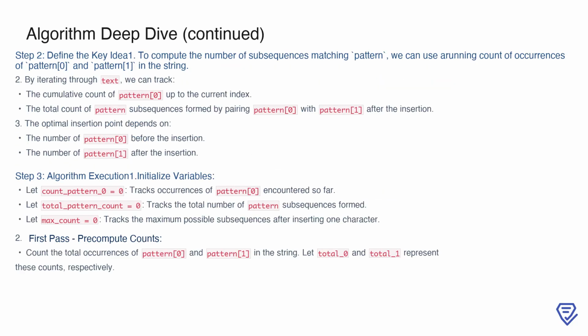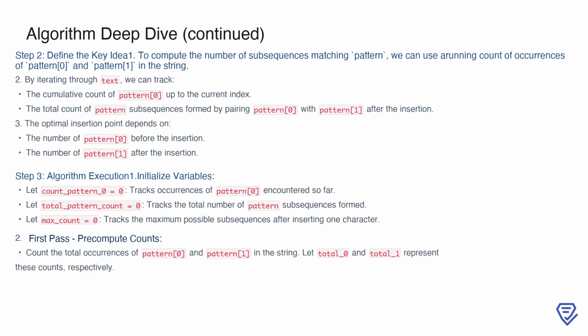To solve this problem, we start by identifying the key idea behind the algorithm. The goal is to compute the number of subsequences in text that match the pattern after the insertion. For this, we can use a running count of occurrences of the two characters in pattern. As we iterate through text, we keep track of the cumulative count of the first character of pattern, let's call it pattern 0, up to the current index.